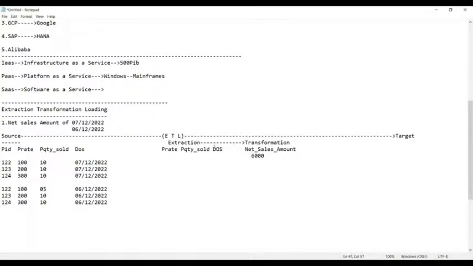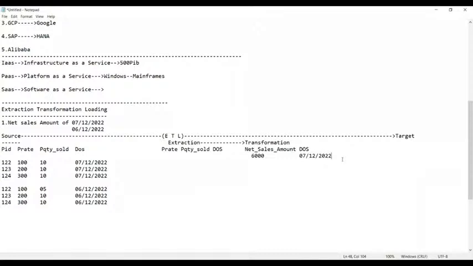Now, date of sales. Can you see here? Date of sales is also required, so I'm adding one more column here. What's the date of sales? The date of sales is 7/12/2022, so just paste it here. Now, can you see? You have found the net sales amount of the 7th day of December 2022, which is 6,000 rupees.